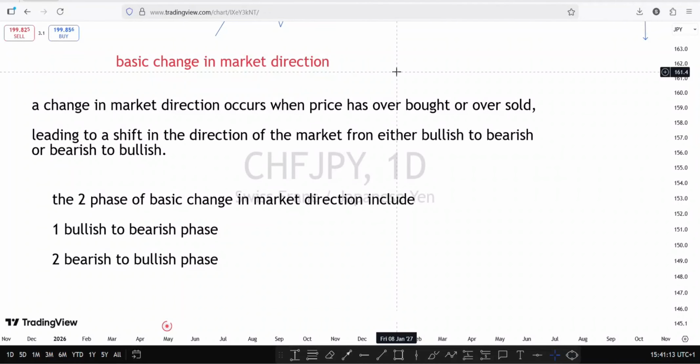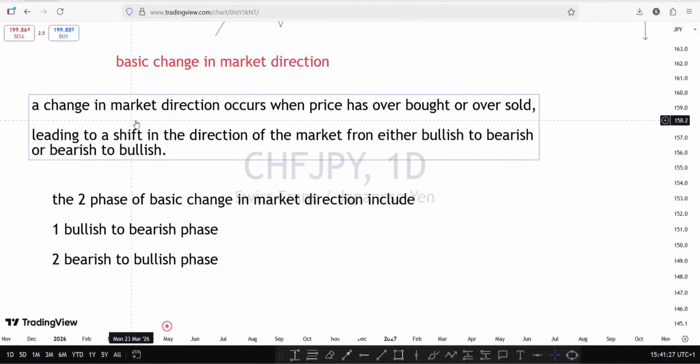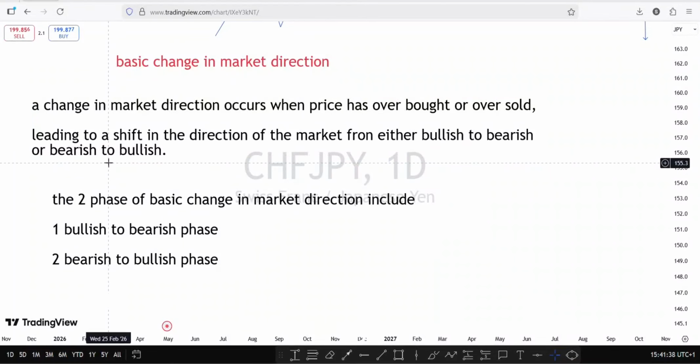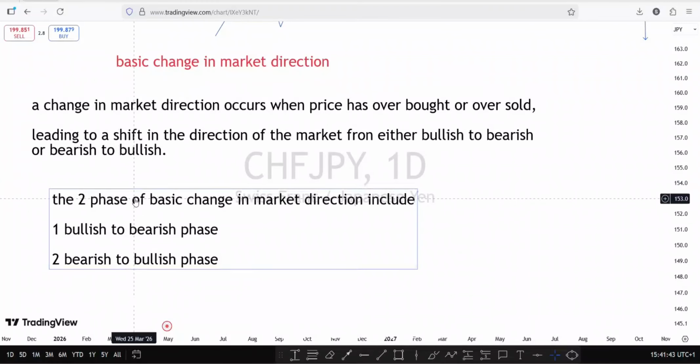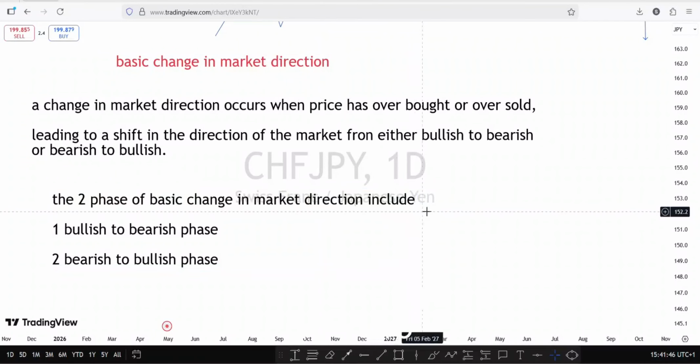Like I said, the market will not always move in one direction forever. At some point, it is going to change. At some point, the buyers will get tired of buying and they would want to sell, right? So what happens? Let me explain this for you. A change in market direction occurs when price has overbought or oversold, leading to a shift in the direction of the market from either bullish to bearish or bearish to bullish. It is so simple. So we have two phases of basic change in market direction.